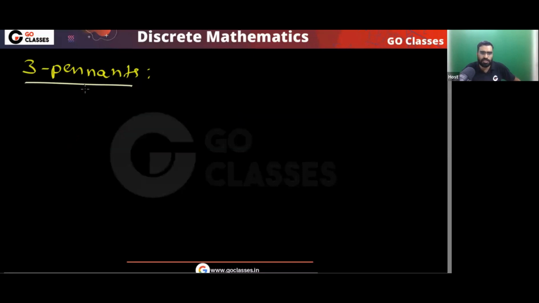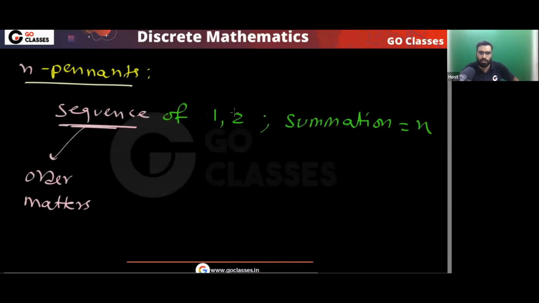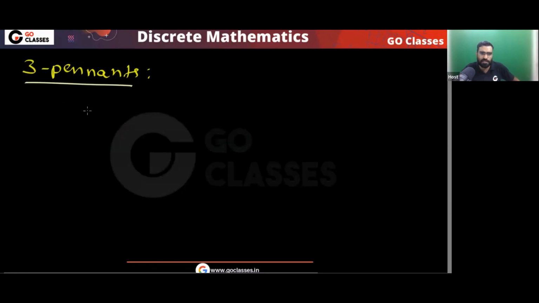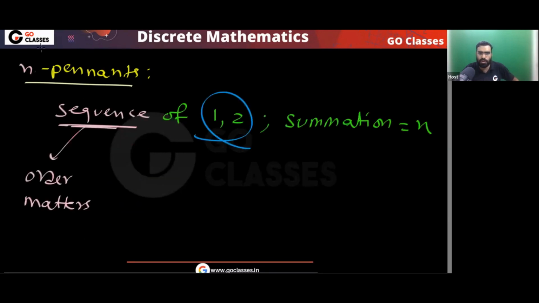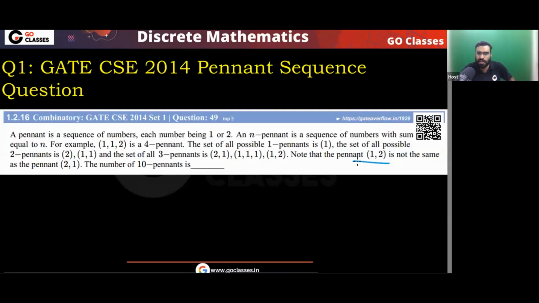Very simple. So what is a 3 pennant? You can only use 1 comma 2, a sequence of 1 comma 2 where summation equals 3. So I can say that 2 comma 1 is a pennant. Similarly, 1 comma 2 is a pennant, and similarly 1 comma 1 comma 1 is a pennant. You cannot use 3, because you can only use 1 comma 2. Remember this point: n-pennant is a sequence of 1 comma 2 where summation equals n, and in the sequence, order matters. This is given in the question that 1 comma 2 is different from 2 comma 1.